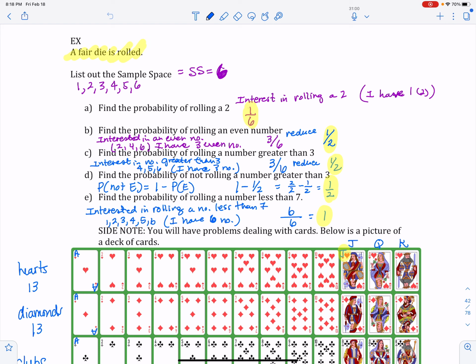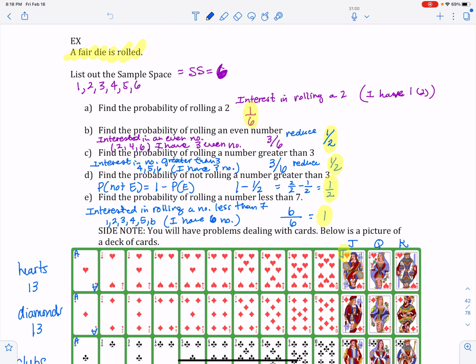For part B, it says find the probability of rolling an even number. The even numbers on the sides of a die are 2, 4, and 6, so I have 3 sides over my sample space of 6. 3 goes into 6 evenly, so that reduces down to 1/2. Part C, find the probability of rolling a number greater than 3. On a die, that would be sides 4, 5, and 6, which is 3 sides over the sample space of 6. That reduces down to 1/2.